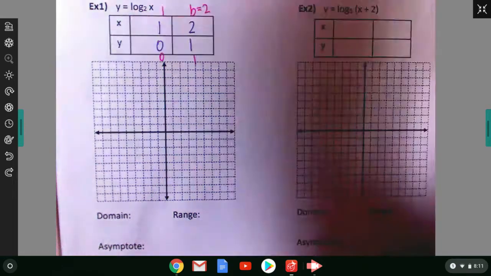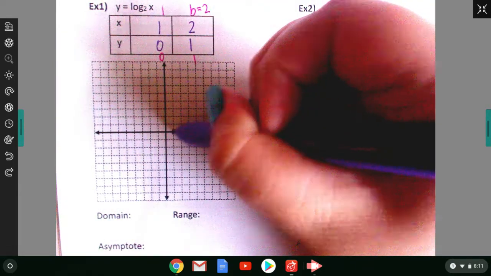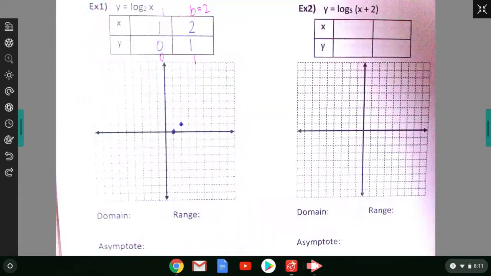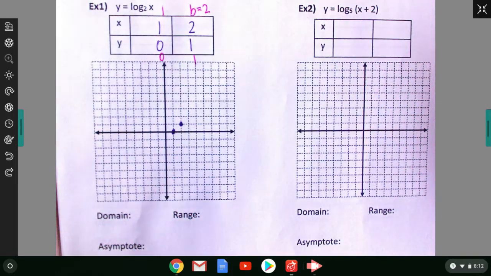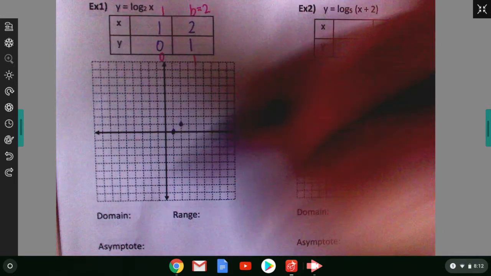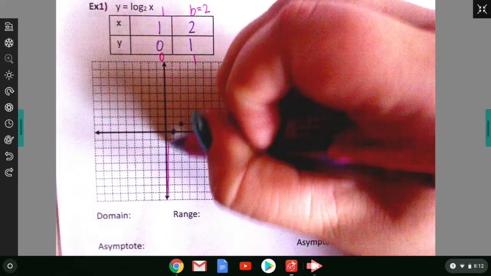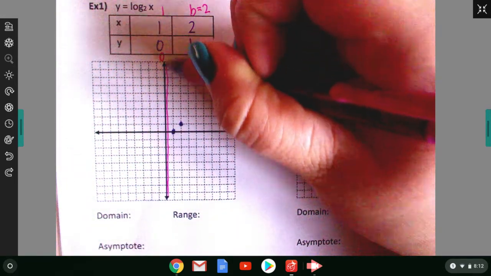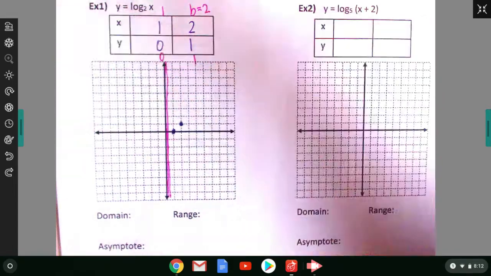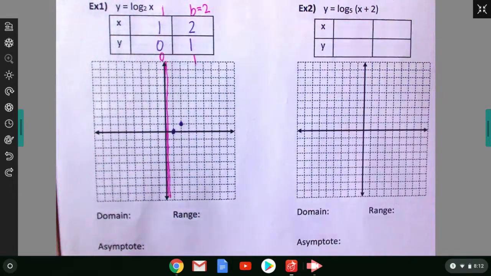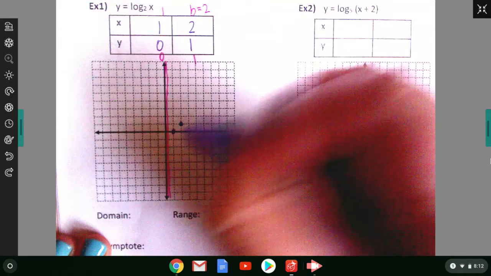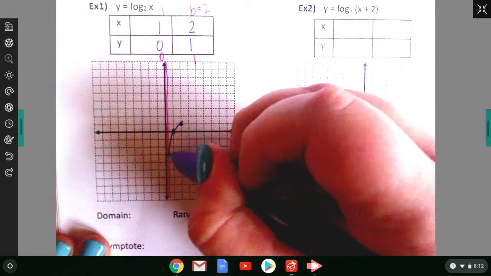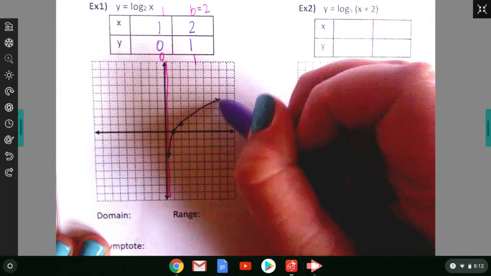We can plot those points. So I've got a point at 1, 0, and at 2, 1. And then my asymptote line, in this case, there is no h, so it's going to be at 0. So it's right at the axis where we can't cross. And now we can connect our points. So we're going to get closer and closer to it on one side and further and further away on the other.